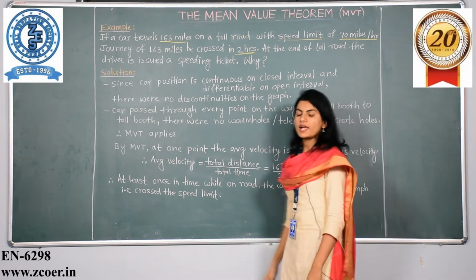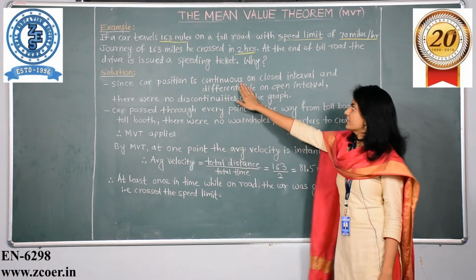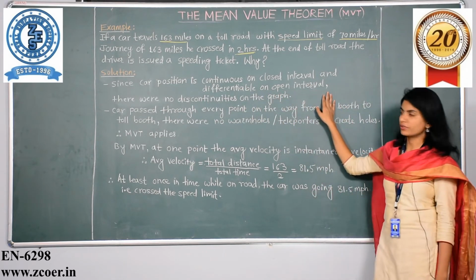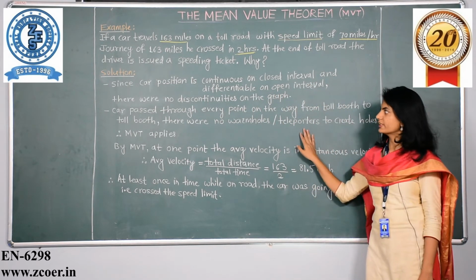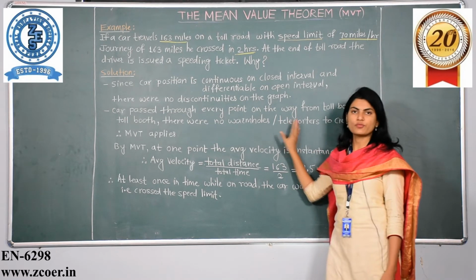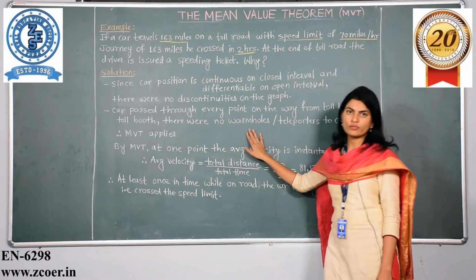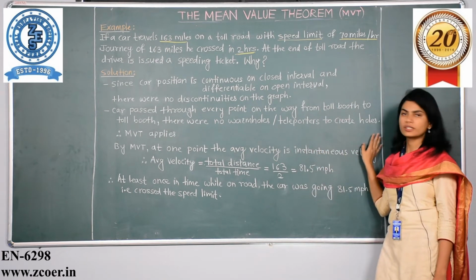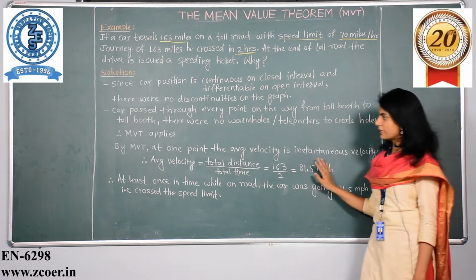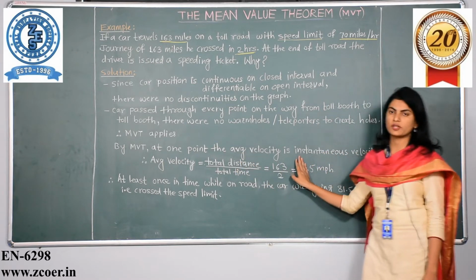In this solution, as we know, the car position is continuous on a closed interval and differentiable on an open interval, so there are no discontinuities on the graph. The car has passed from one toll booth to another toll booth on the way, and there were no wormholes or teleporters to create the holes. Therefore, the mean value theorem applies here. So by the mean value theorem, at one point the average velocity is the instantaneous velocity.